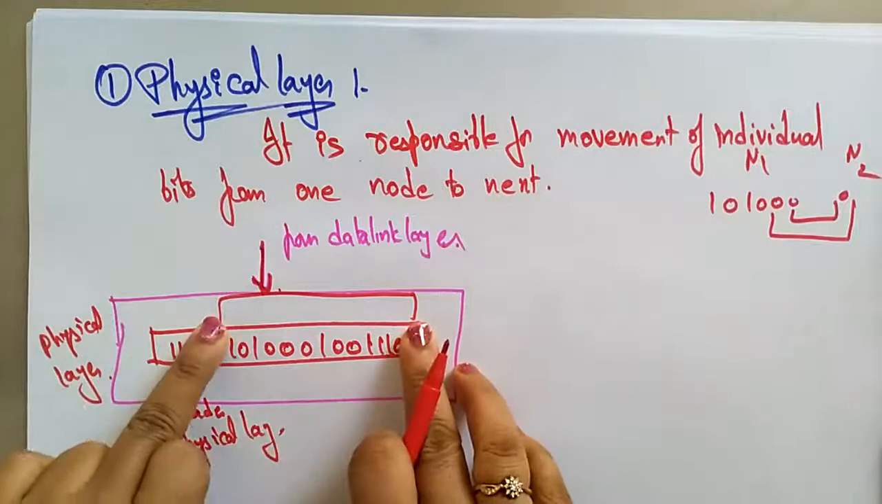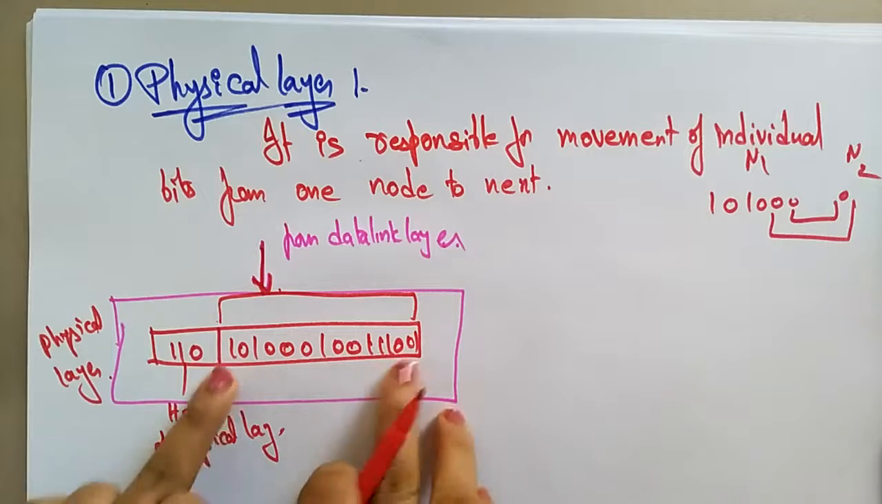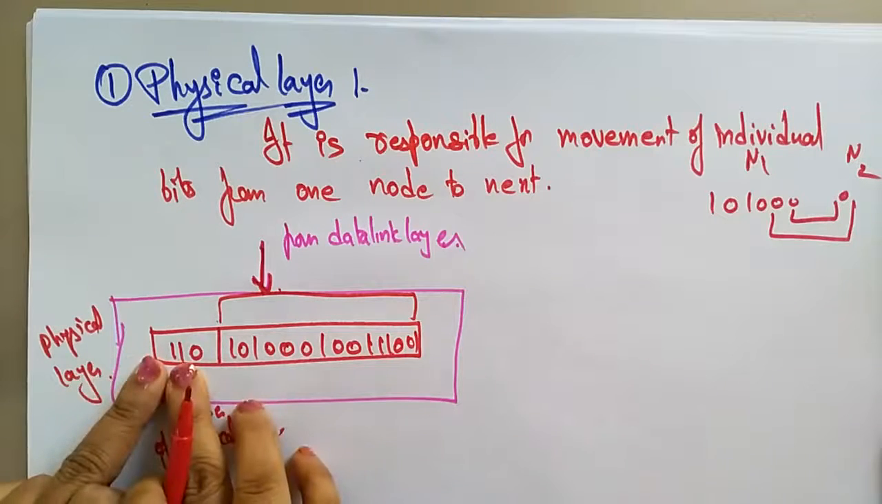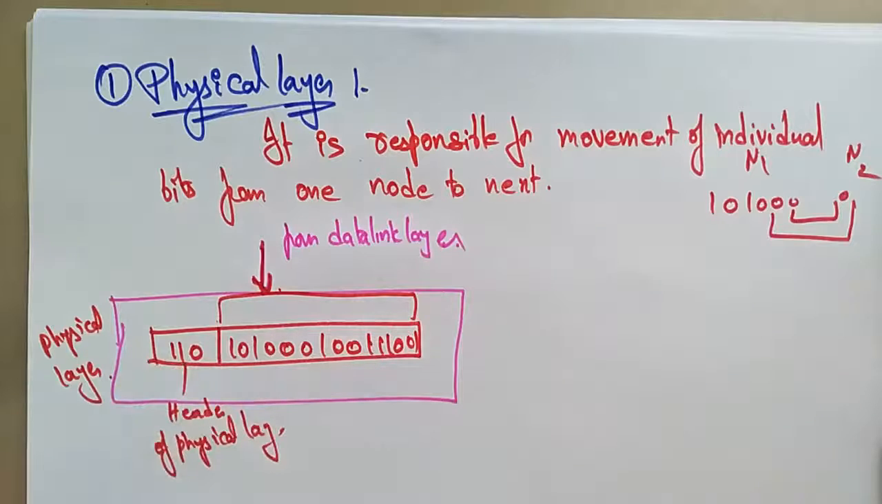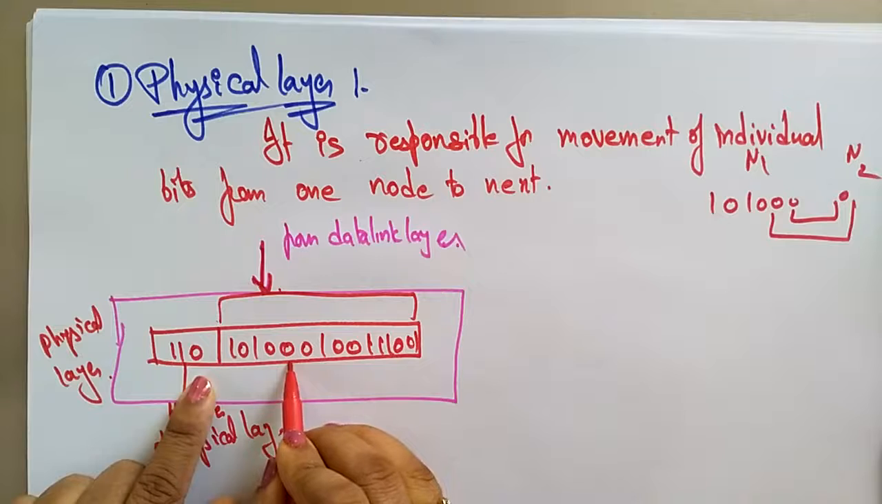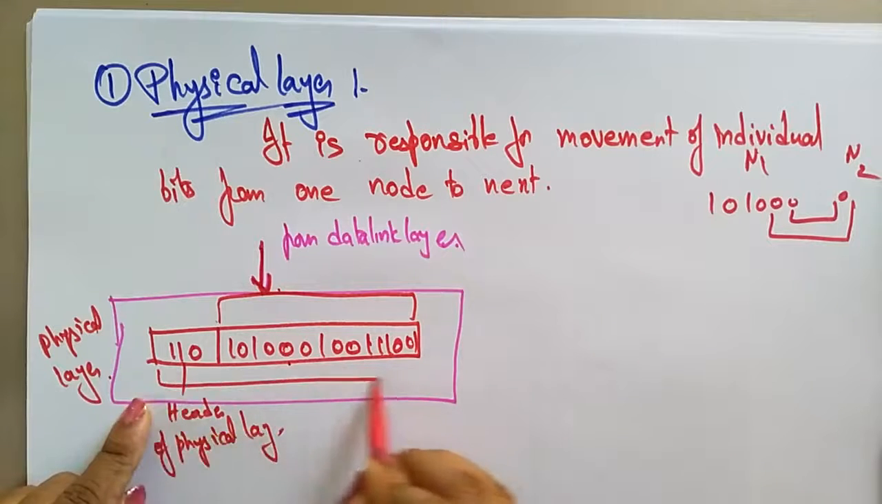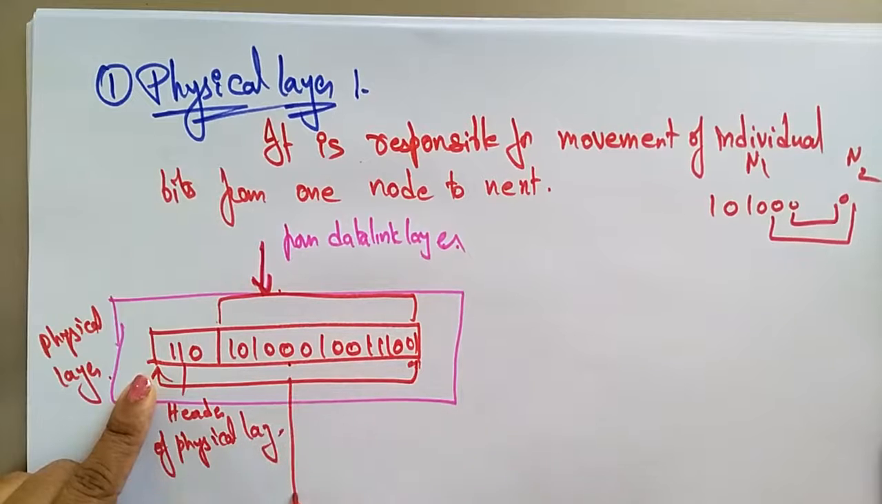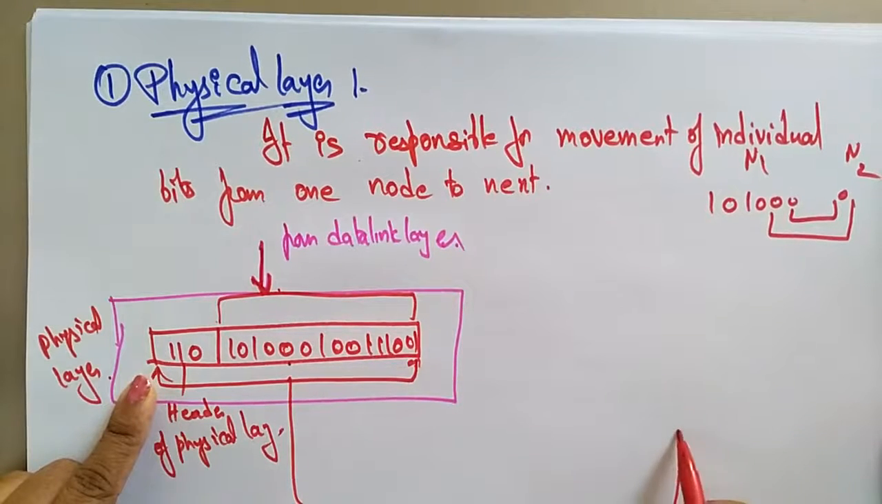Only this message will come from the data link layer, but when it comes to the physical layer, it attaches a header, and along with this header, it carries information about where the message has to be sent from. So the header along with the message will be sent to node B.